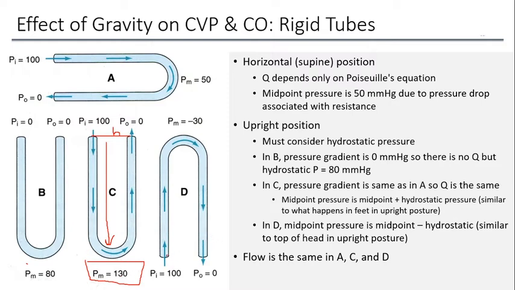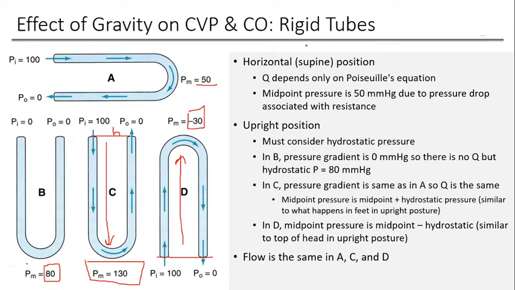So if we flip that, though, and look at points in our body above the heart, well, now hydrostatic pressure is going to decrease, right? So if this is the same distance away and we just flipped it, now that hydrostatic pressure is going to be negative 80 because our reference point is now down below. So that 80 gets subtracted from that original midpoint of 50, and that's how we get a midpoint in this scenario of negative 30 mmHg.